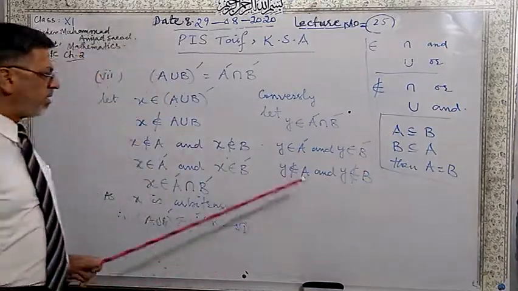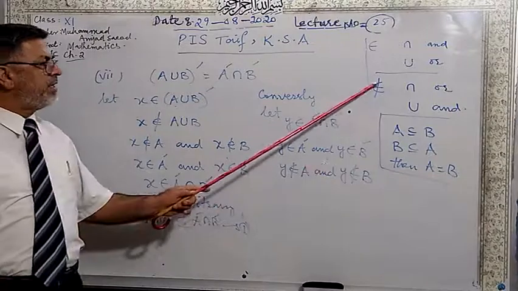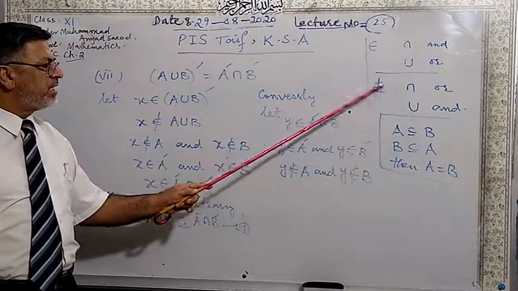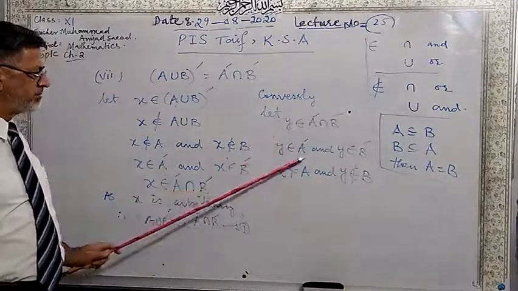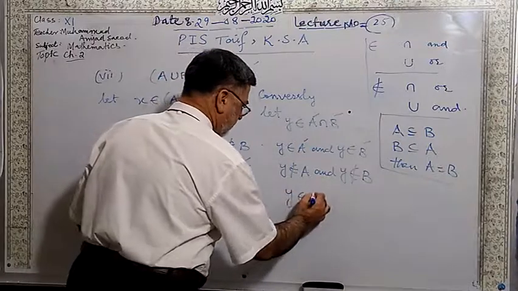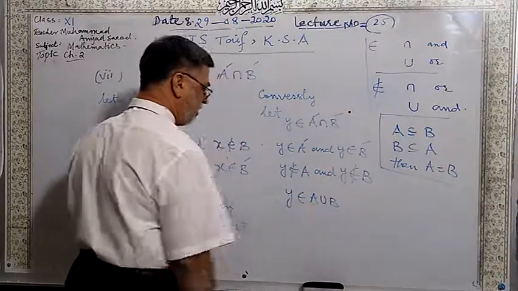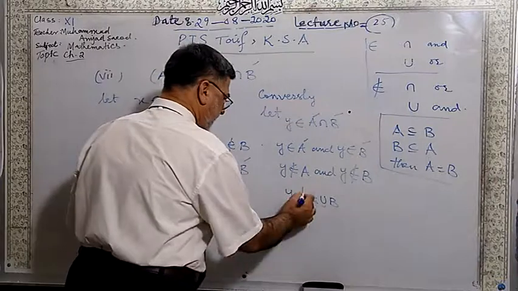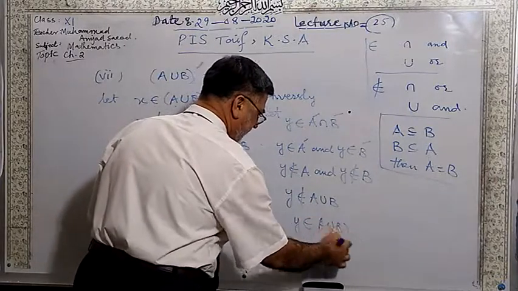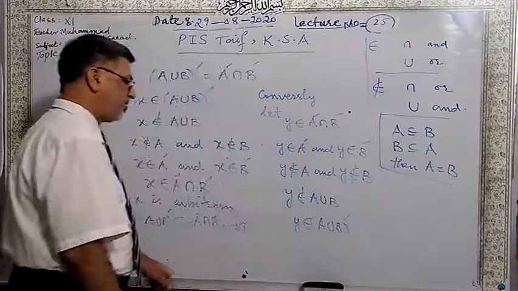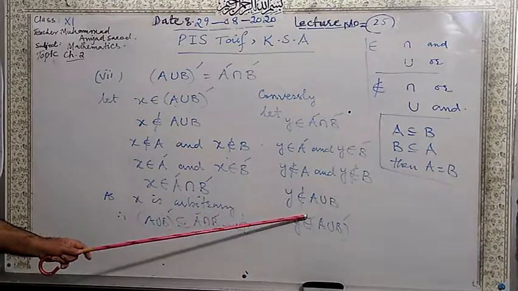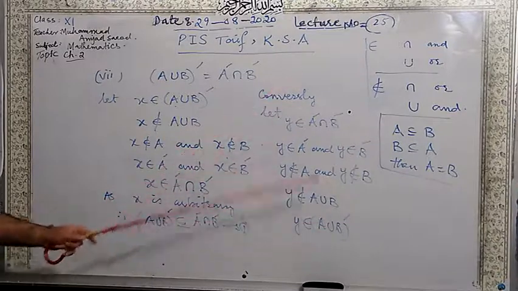Here, not belongs to an "and", what will come in the center? Not belongs to "and", we will have union. Y not belongs to A union B. If Y is not in A union B, where is Y? Definitely in the complement of A union B. So Y will be in the complement of A union B.